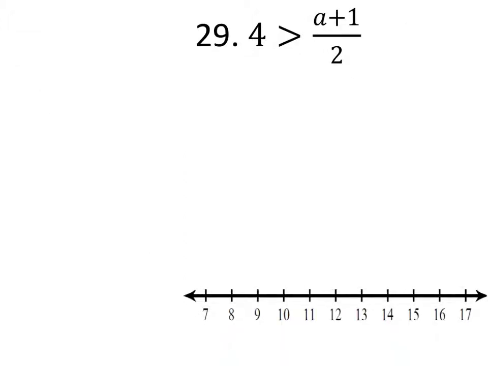First thing I'm going to do on number 29 is get rid of that over 2 by multiplying both sides by 2. So they're going to turn into a phantom 1. 2 times 4 is 8. So 8 is greater than whatever was left of that fraction, 8 plus 1.